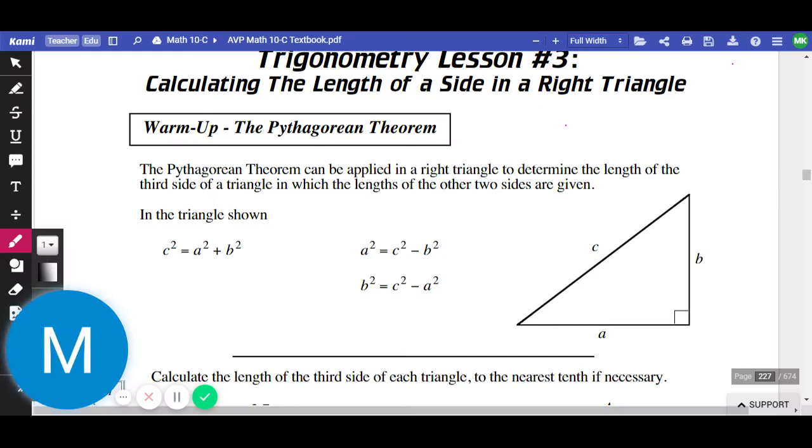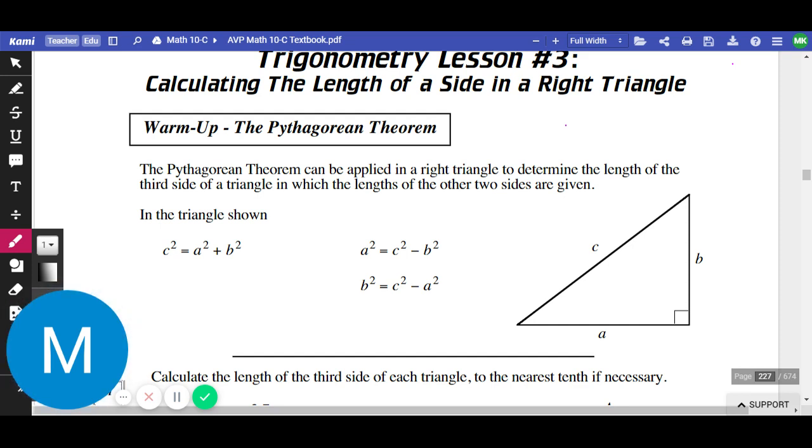Lesson 2 is just about ratios and calculating decimals in your calculator. We're going to be doing that stuff anyway throughout, so it just happens naturally. We're going to jump right to lesson 3, where we're going to calculate side lengths of triangles. We're going to start with a little bit of review, and then we're going to learn the new stuff, where the stuff yesterday comes in handy.